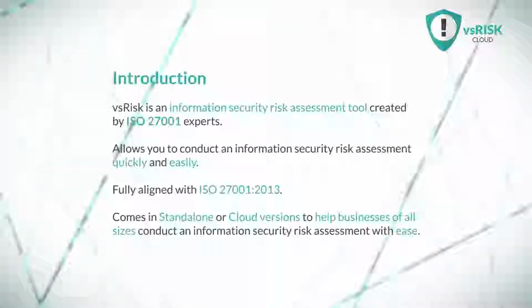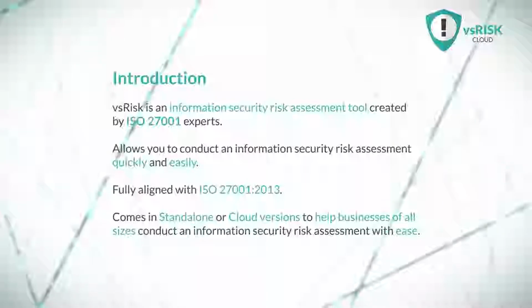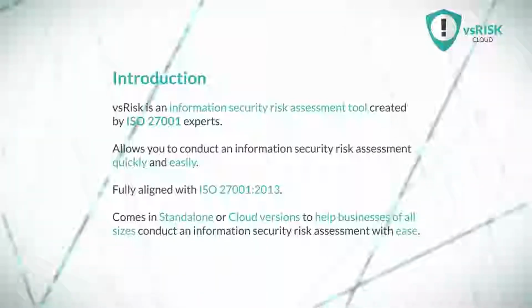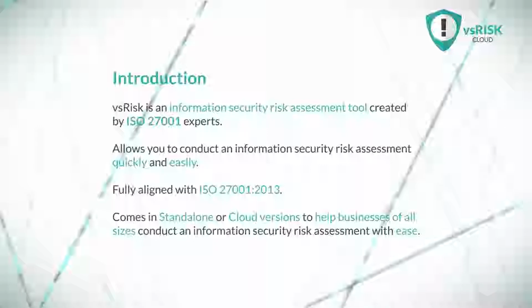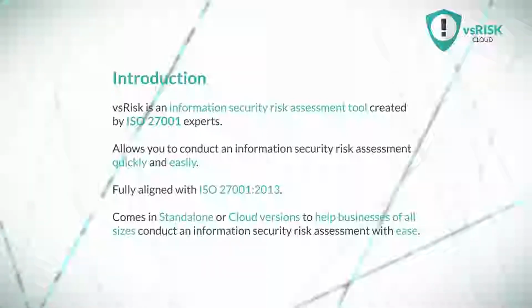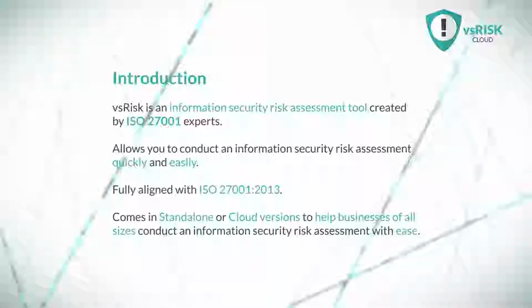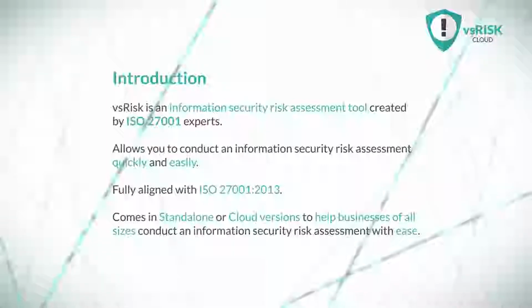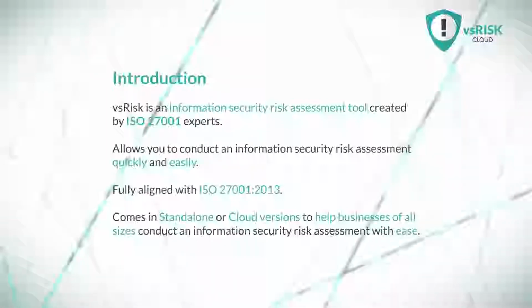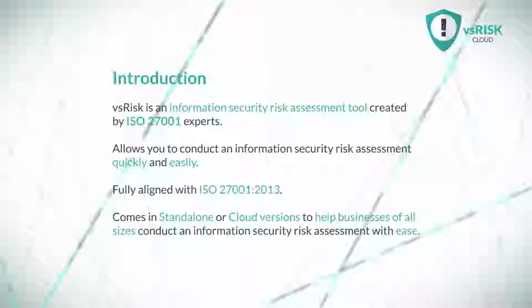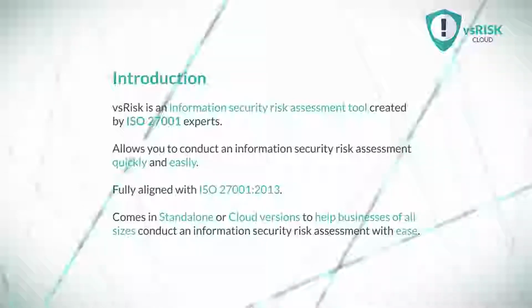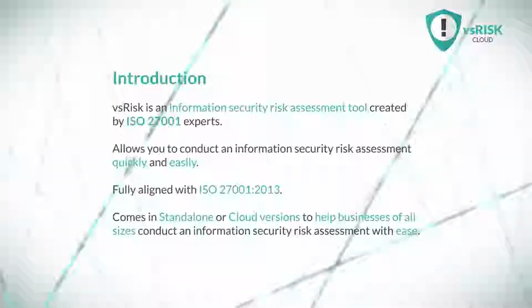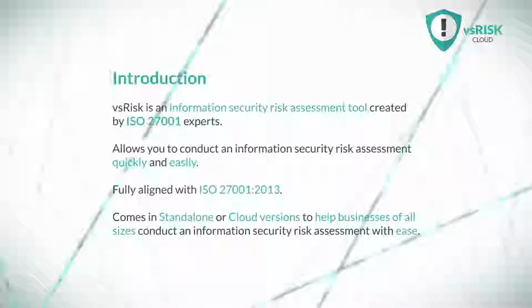vsRisk is an information security assessment tool created by ISO 27001 experts, and it allows you to conduct an information security risk assessment quickly and easily. The system itself is fully aligned with ISO 27001-2013 and will come in a standalone desktop version, our cloud solution, and it's all built in order to help businesses of all sizes conduct an information security risk assessment with ease.